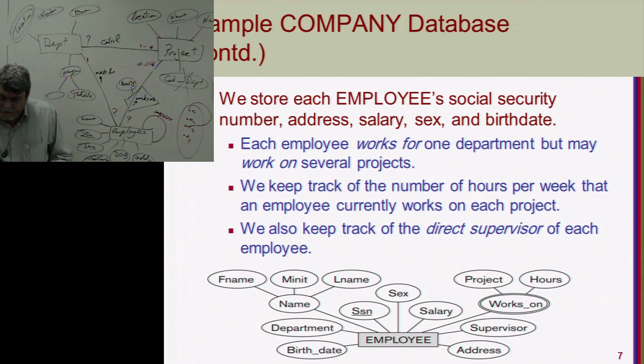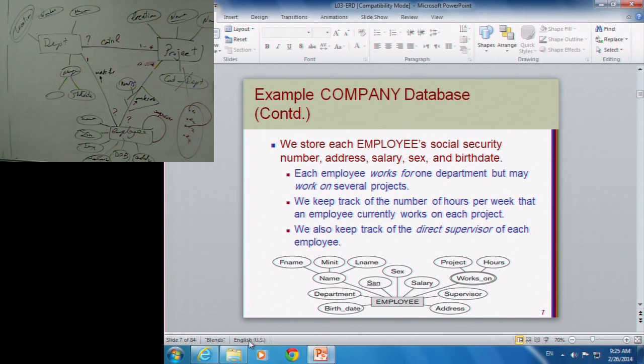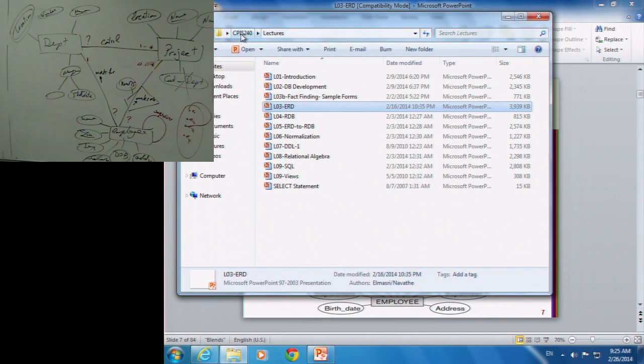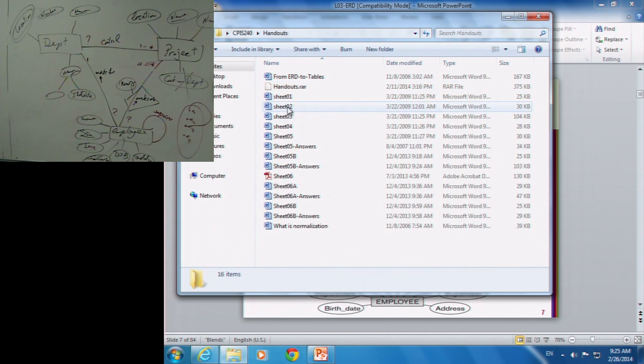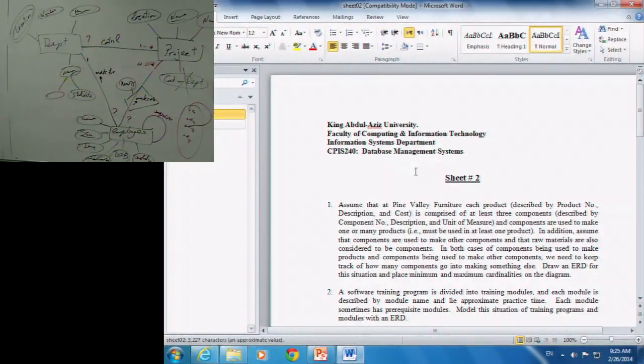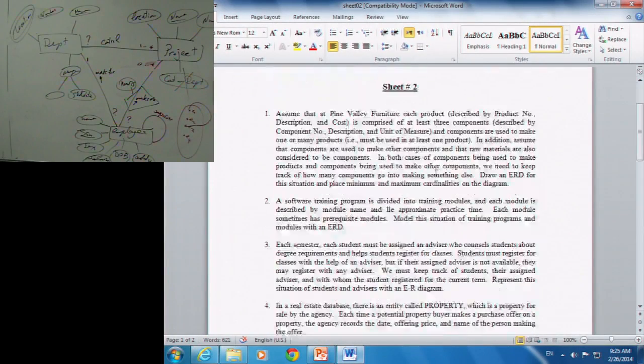Okay, got it? Okay, next time, inshallah, we will work on the sheet. Sheet number 2. Let me show you where it is. Here are some descriptions of many words obtained from interviewing users, and we need to model the ERD for each one of those. So please read these carefully.